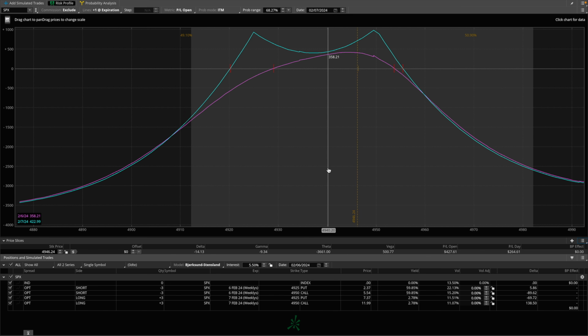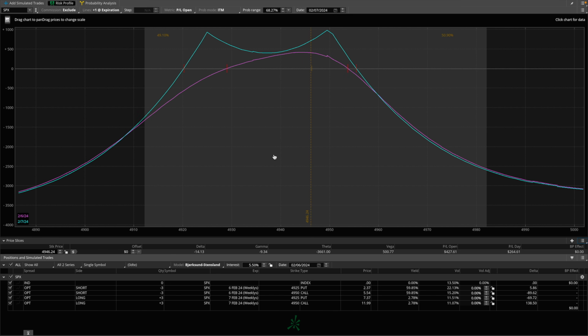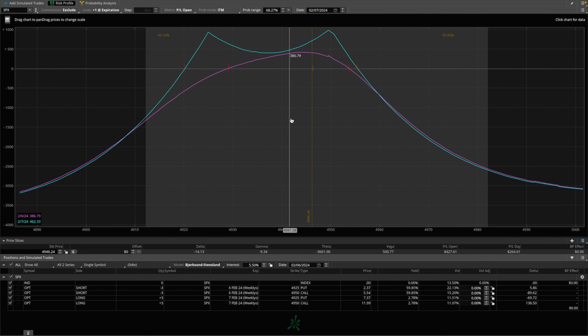However, I wasn't at my desk for the entire day, so it made it a little bit easier to hold as I wasn't watching it. Sometimes, if you're watching a position, the moment you see 6%, you're just going to take the profit.